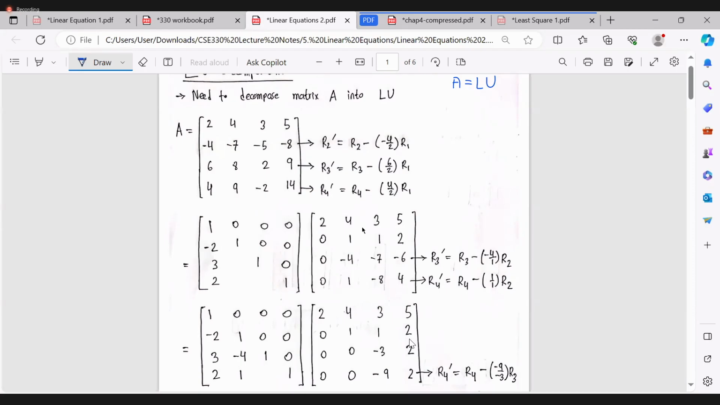So the first point is I need to convert A into U. That means upper triangular matrix. And what is an upper triangular matrix? The values beneath the principal diagonal have to be all zeros. So these values are all zeros. They have to be converted to all zeros. Okay.